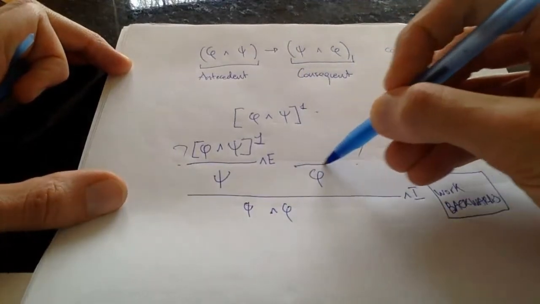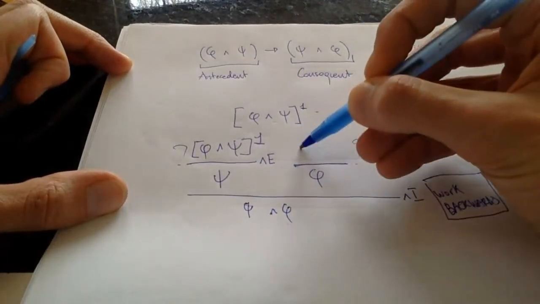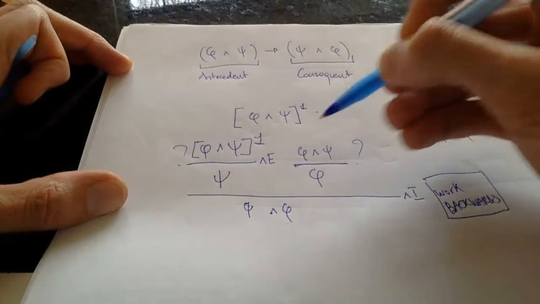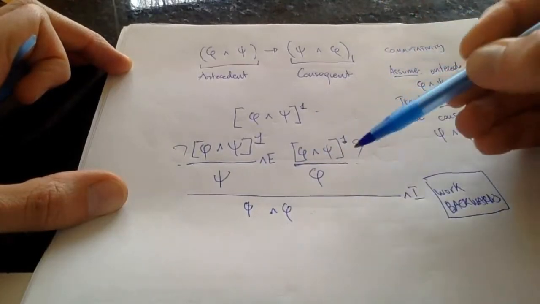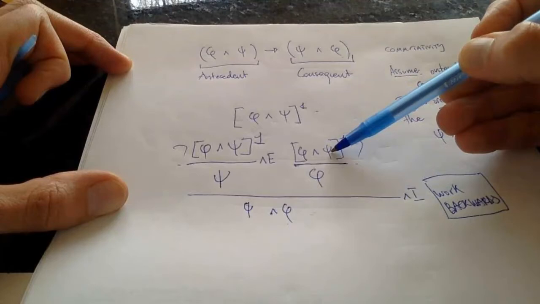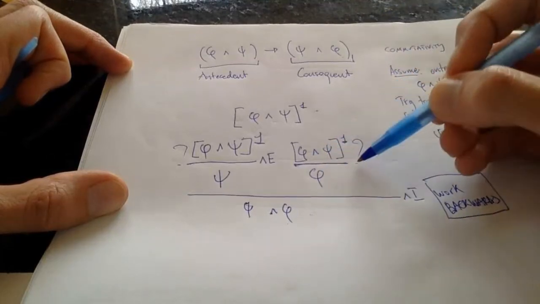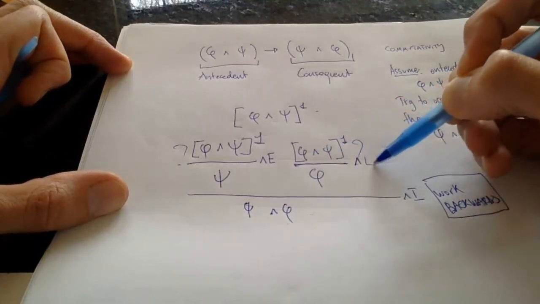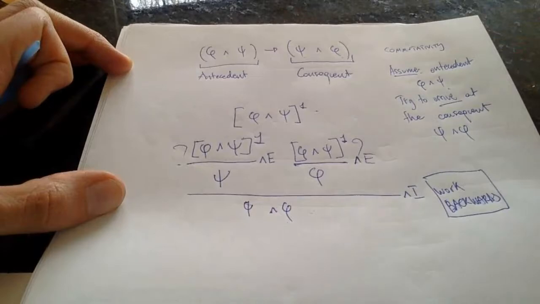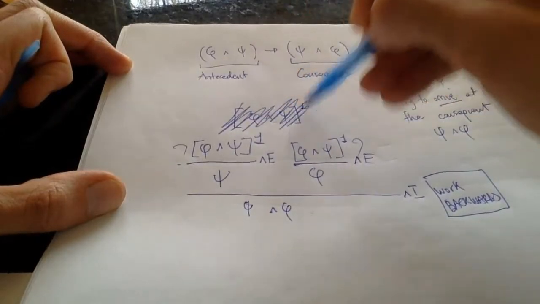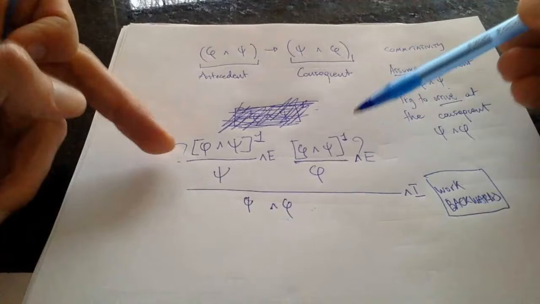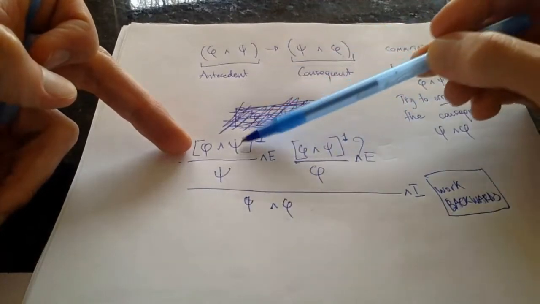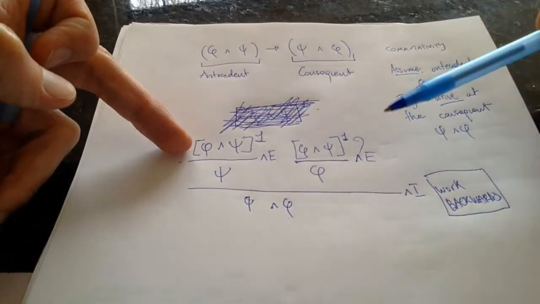We can repeat the same thing on this side. We assume the same thing, phi and psi, so we call this assumption number 1. But in this case, instead of picking psi, we pick phi, the first conjunct. So we again use conjunction elimination. It's the same assumption, so we call it number 1 because it's the same.